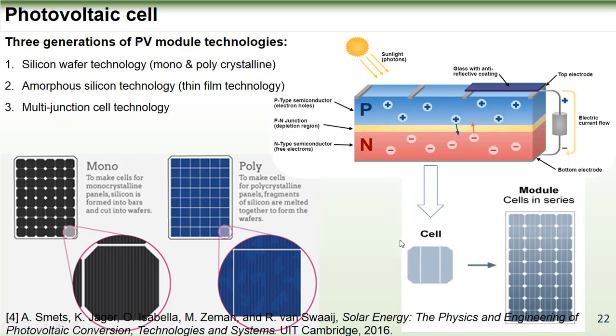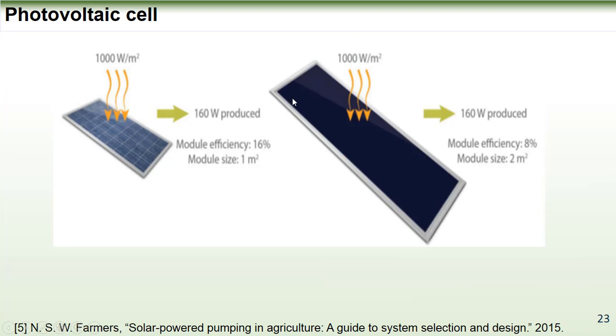Now, since each cell generates a small amount of power and with a small potential difference, many cells are connected in series to build one PV module. PV modules available in the market consist of 60 cells or 72 cells. For comparison, a PV module made of second generation technology, thin film technology, will require bigger space to generate the same energy which can be generated from the first generation of silicon cells.